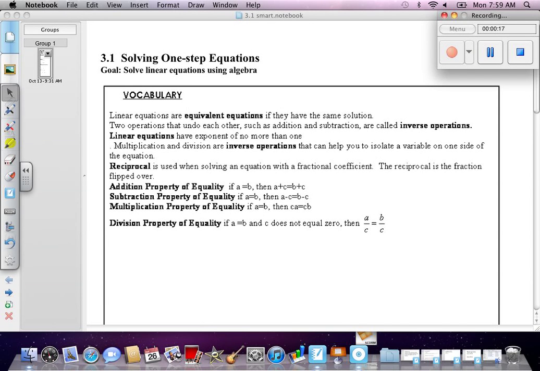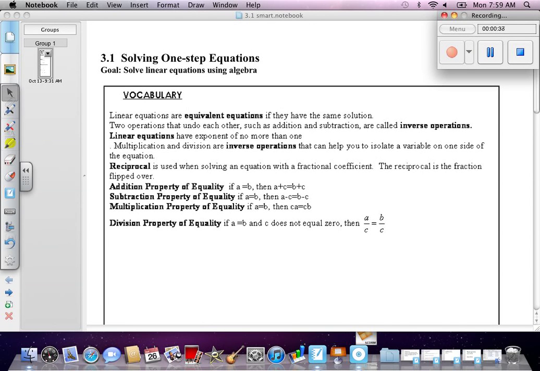Solving one-step equations. Linear equations are equivalent equations if they have the same solution. Two operations that undo each other, such as addition and subtraction, are called inverse operations. Linear equations have exponent of no more than 1. Multiplication and division are inverse operations. Reciprocal is used to flip it.